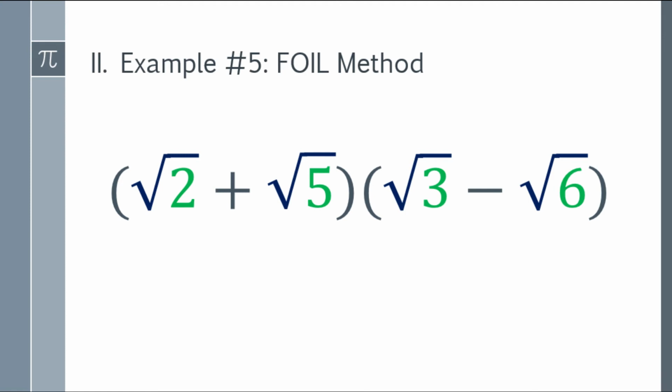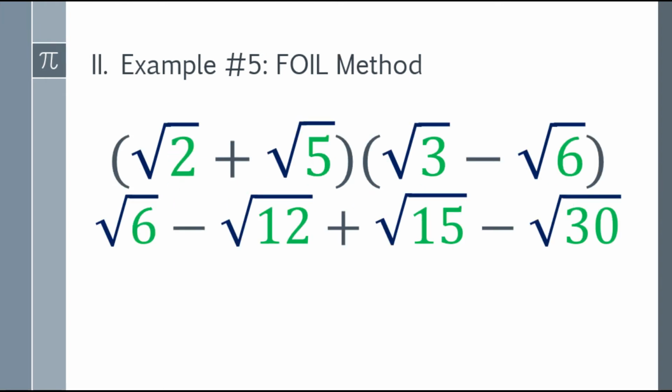Okay, moving on. Let's go to example number 5, FOIL method. We have an example of the quantity square root of 2 plus the square root of 5, tapos, times natin siya sa quantity square root of 3 minus the square root of 6. So, FOIL method, that will be square root of 2 times square root of 3. That will be square root of 6.